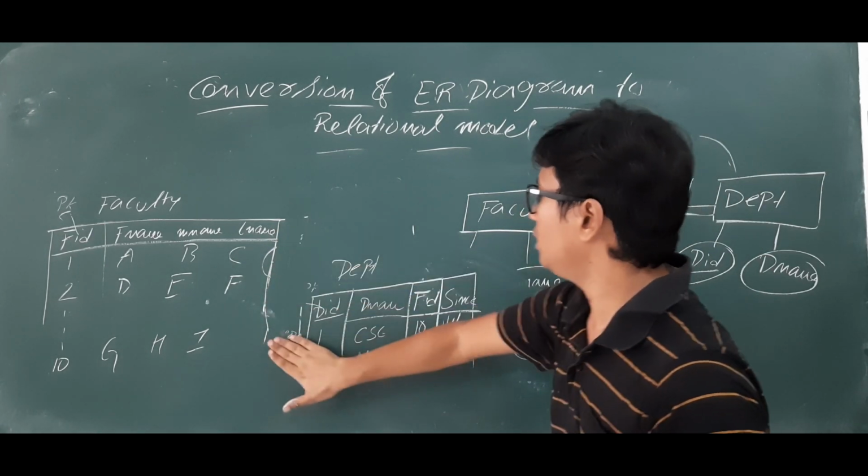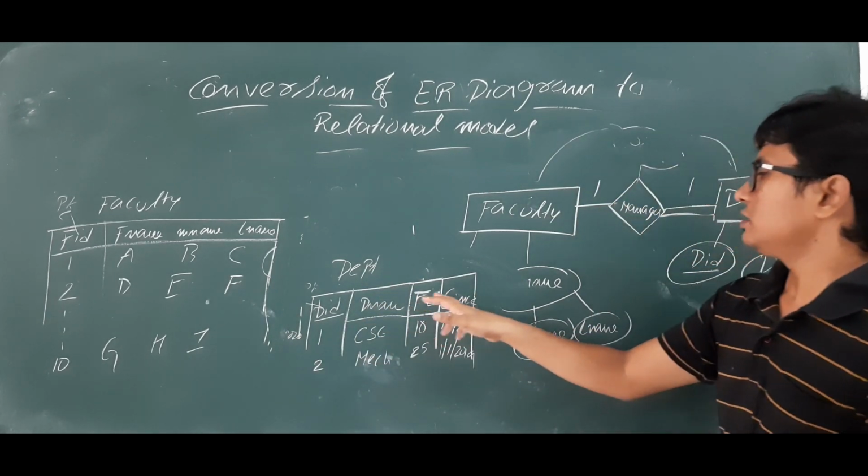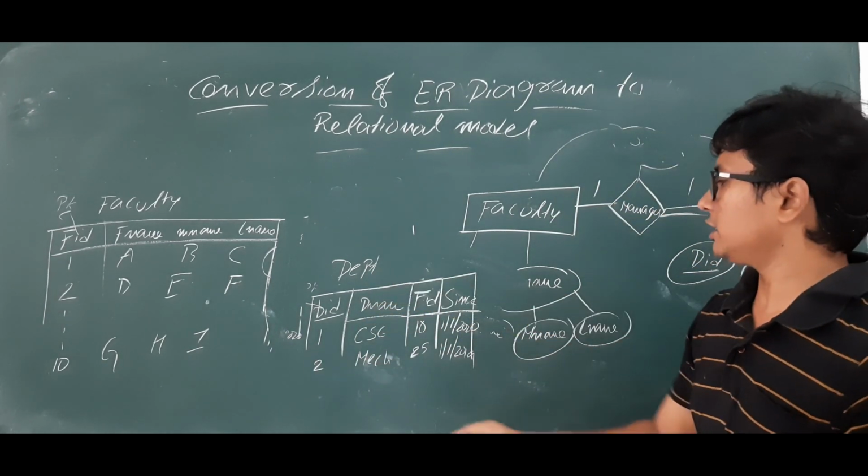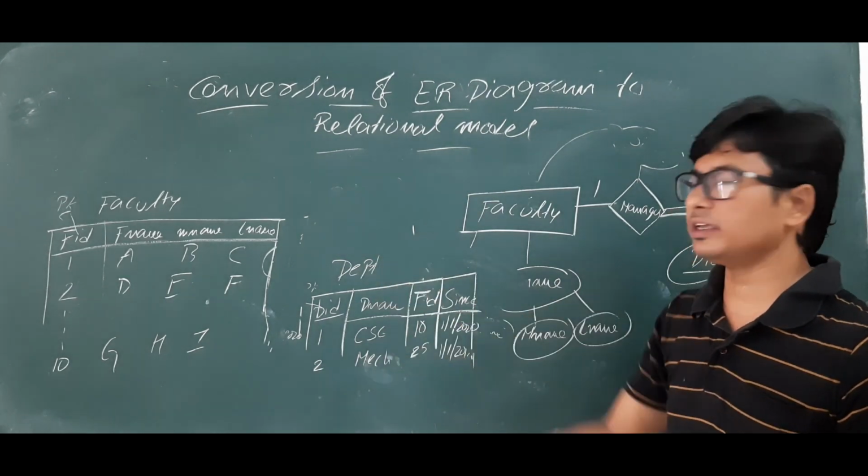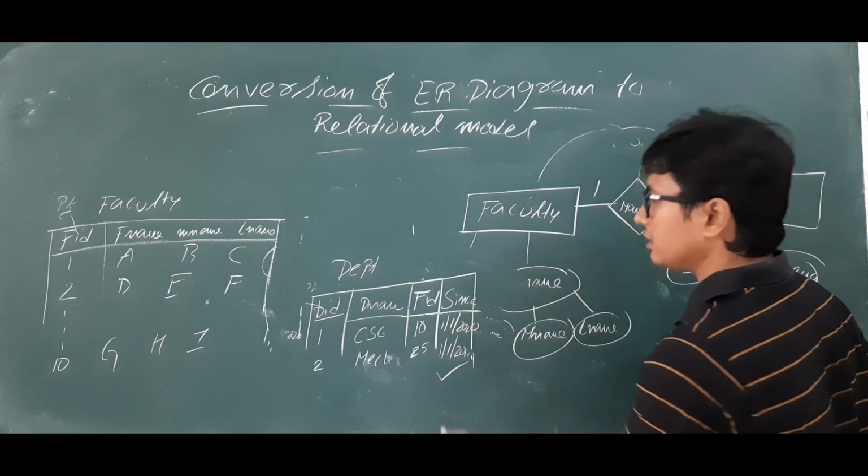Instead of that one, we will keep the since attribute in the department table so that you can avoid these null values which came in the earlier case. So this is the better design.